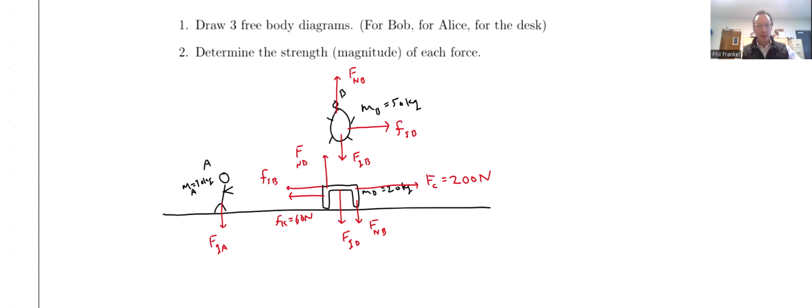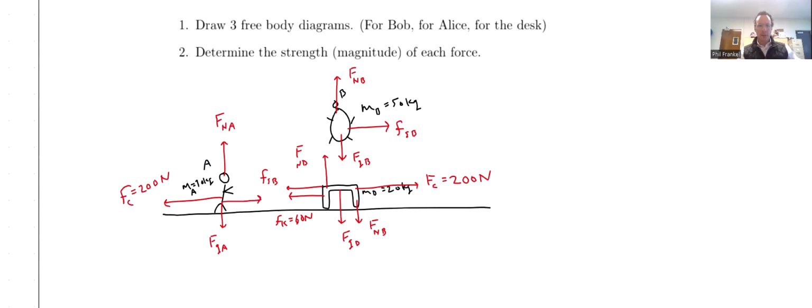Okay, Alice has a normal force acting on her, F normal Alice. The Newton's third law counterpart to the contact force that Alice applies to the desk is an equal and opposite contact force of 200 newtons that the desk exerts on Alice. And finally, it looks like Alice is going to accelerate to the left right now, that the net force on Alice is to the left, but that can't be. Alice is accelerating to the right along with everything else.